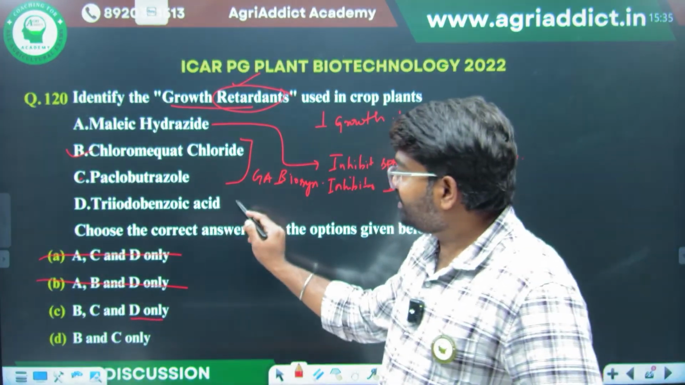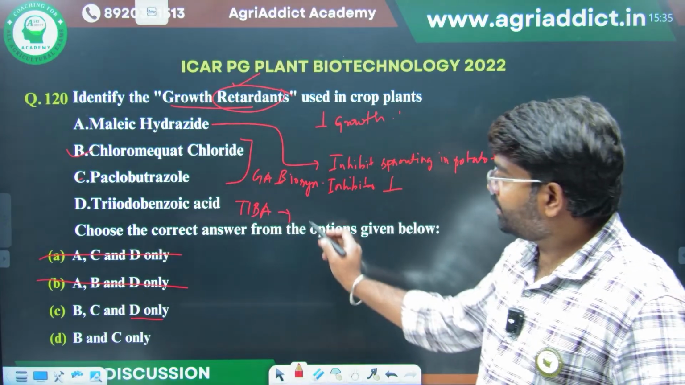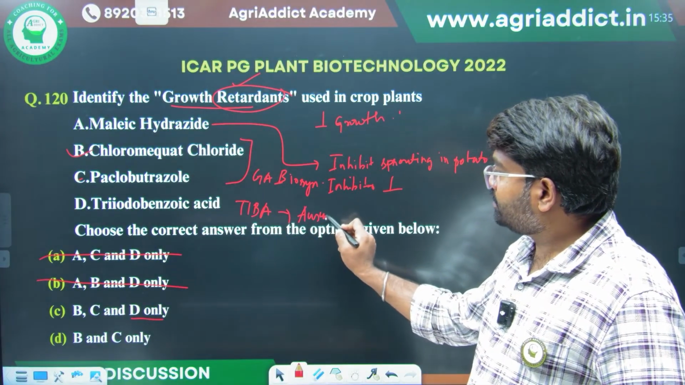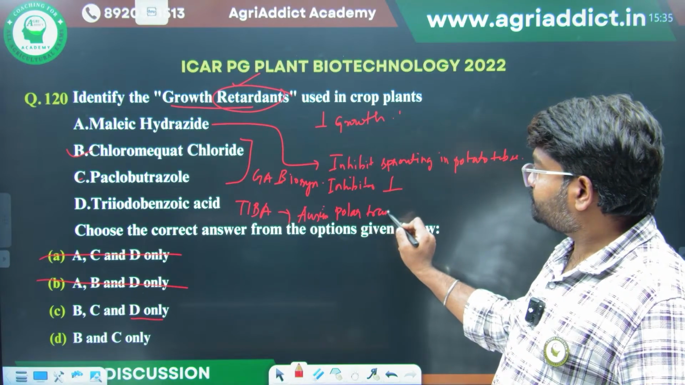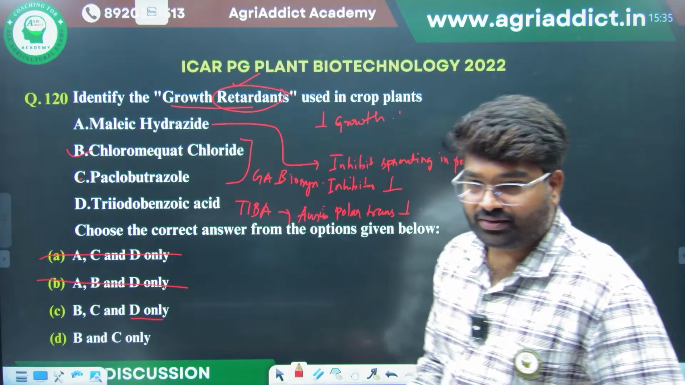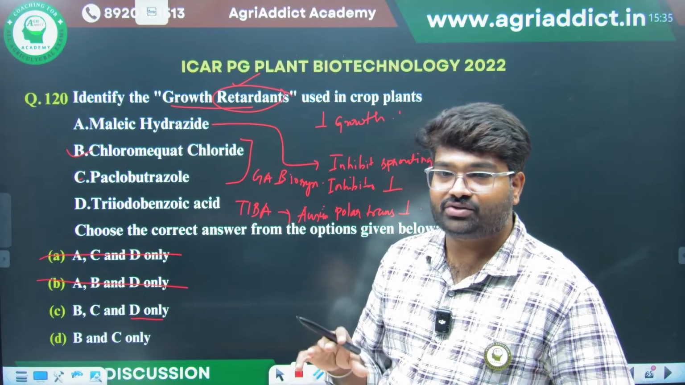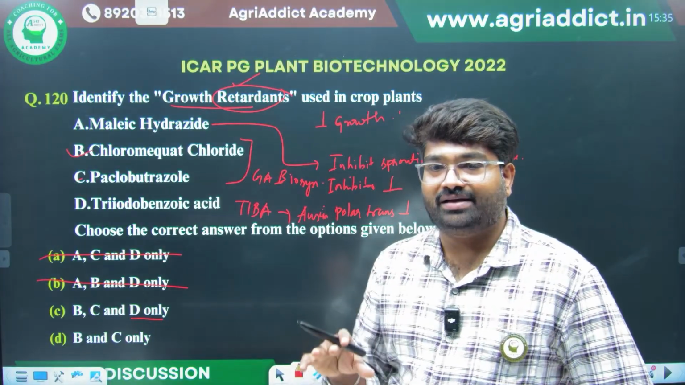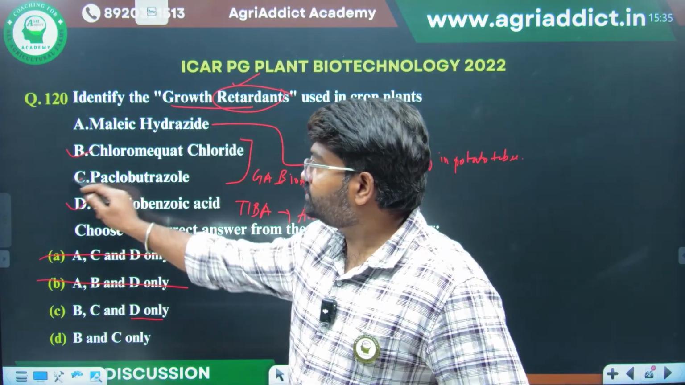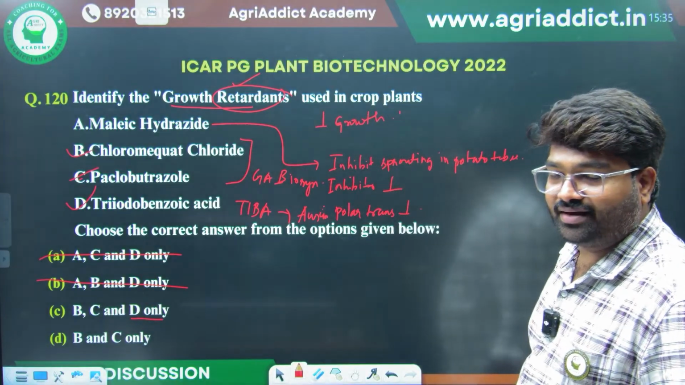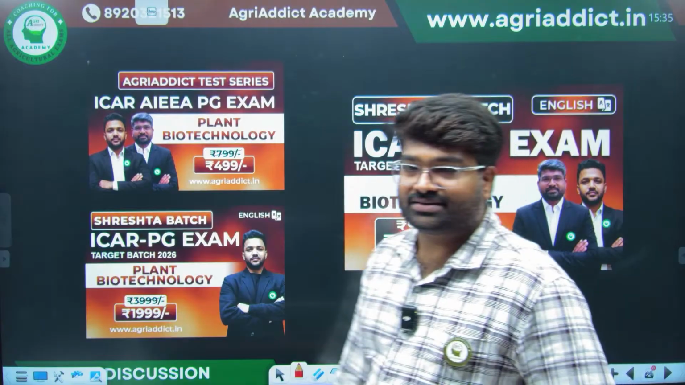D is what? Triiodobenzoic acid. TIBA is a polar auxin transport inhibitor. If auxin transport is inhibited, cell division will be stopped there. Cell elongation also will be affected. So the plant will become stunted. So this also we can use as a growth retardant. So B, C and D will be the right answer. Any doubt in this? B, C and D will be the right answer.